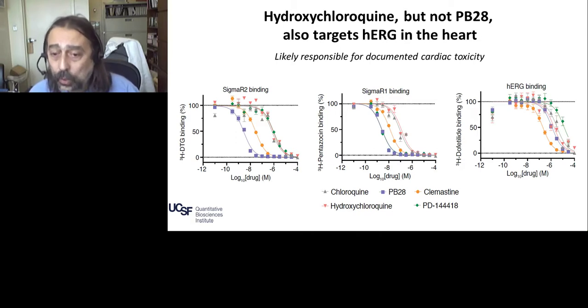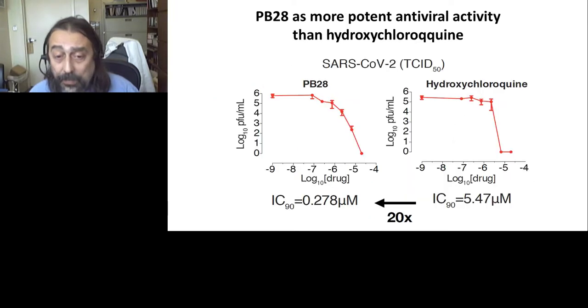However, PB22 binds poorly to the human ERG, so it's likely to have fewer cardiovascular problems, but it binds very well to sigma-1 and sigma-2, which are the factors that we want to target. So we think that PB22 could be a better compound than hydroxychloroquine, and actually just looking at antiviral activity of the compound, it has a better antiviral activity than hydroxychloroquine. It's improved something like 20 times in terms of inhibitory concentration 90 when you compare both of them.